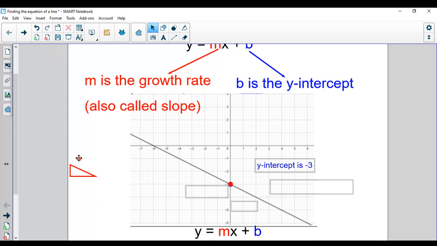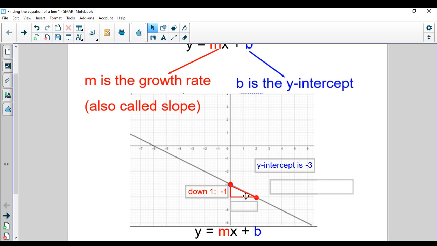And then I find another point that is on a lattice point, which means the intersection of two grid lines. So there's another point there. Once you find those 2 points, then you draw a growth triangle like that. And you notice that this part of the triangle is 1 unit and it goes down 1 unit. So that's a -1. The negative means it goes down.